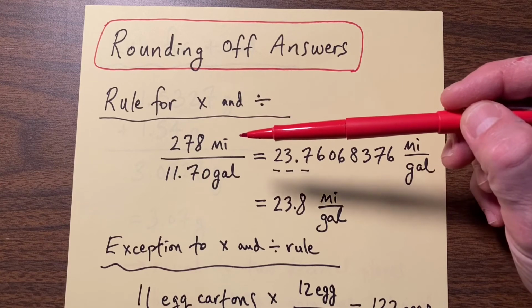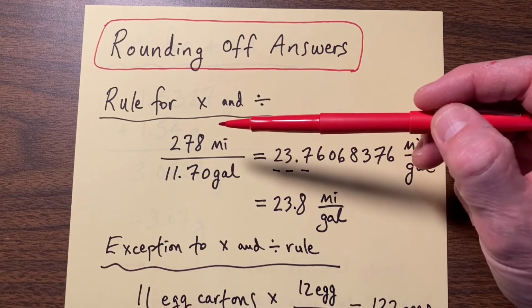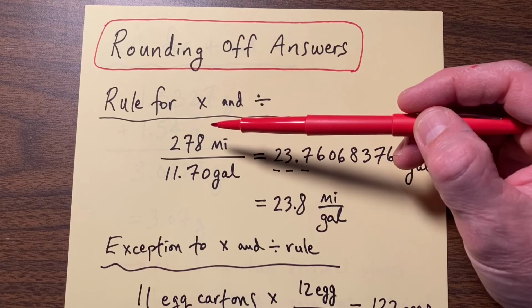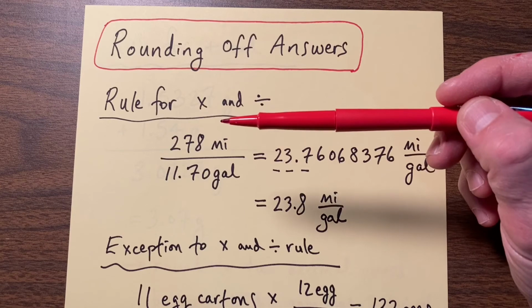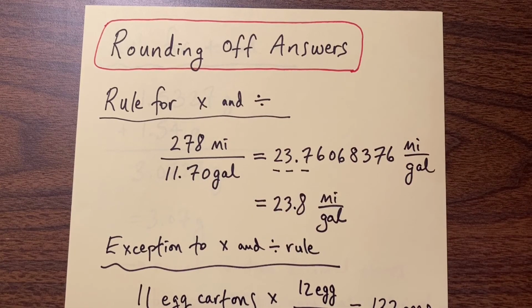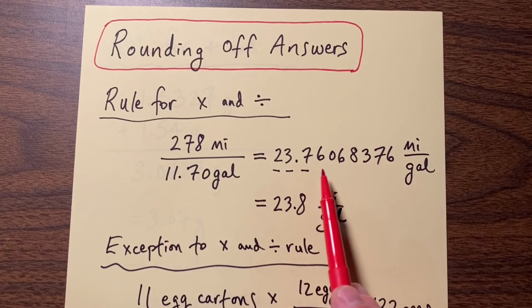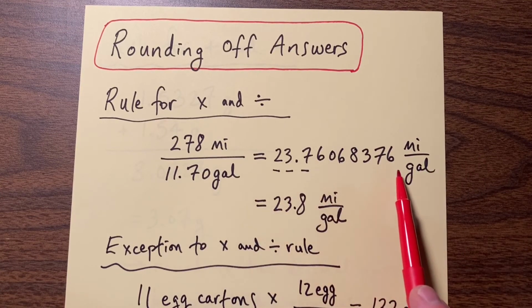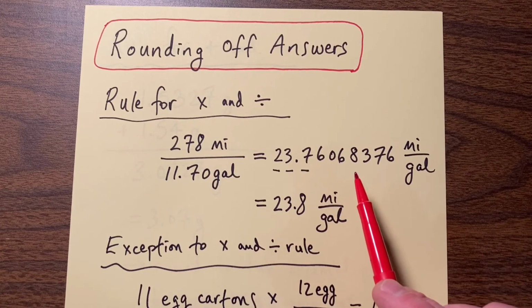Let's just say you had to calculate the fuel efficiency of your car, and you filled up at the gas station, and you drove a full tank of gas, and you were able to drive 278 miles. And when you filled up, the gas pump said you filled up 11.70 gallons. What's the fuel efficiency of your car? Well, if you plug it into your calculator, this is what your calculator is going to spit out: 23.76068376 miles per gallon.